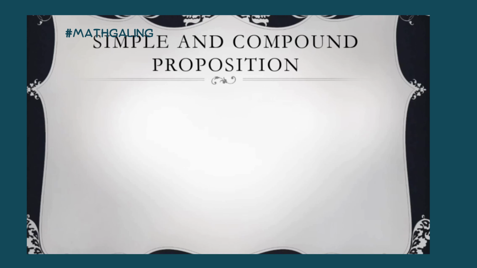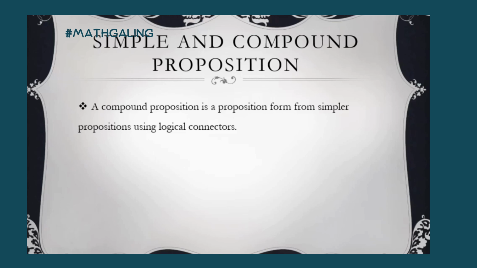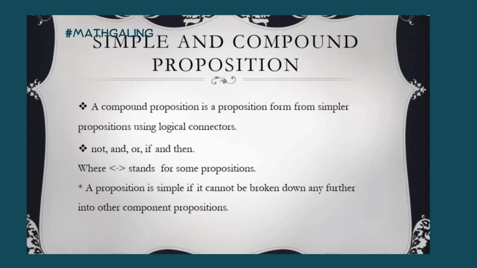Now we are done with the examples of propositions. Let's move on to the other lesson, which is the simple and compound proposition. A compound proposition is a proposition formed from simpler propositions using logical connectors: not, and, or, if, and then. These are examples of compound propositions, where the symbols stand for some propositions. A proposition is simple if it cannot be broken down any further into other component propositions.